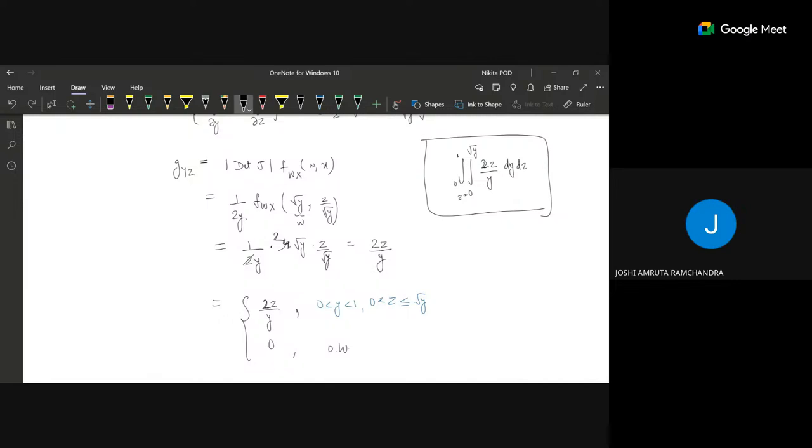Y is varying from 0 to 1. We should write the y limit first and then the z limit. It's okay, I can do dy. Yeah, it's coming to be 1. Either way we can do it. If you put 0 and 1 as the inner limit, then you integrate with y and then with z.